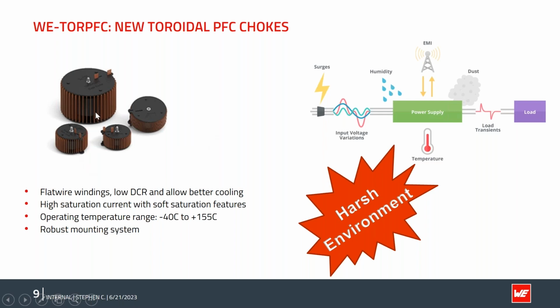We use flat wire windings instead of traditional round wire or litz wire because we would like to minimize the DCR and allow for better cooling. We are using a different core material rather than ferrite to provide a high saturation current with soft saturation features. And we designed it to make the operating temperature range from -40 degrees Celsius to positive 155 degrees Celsius.